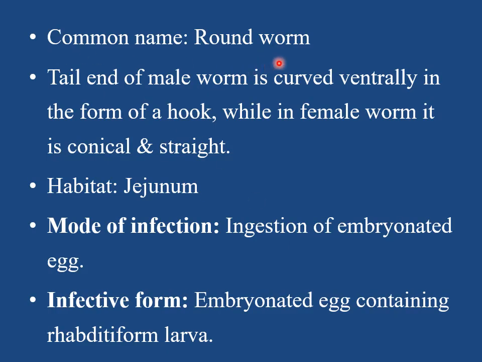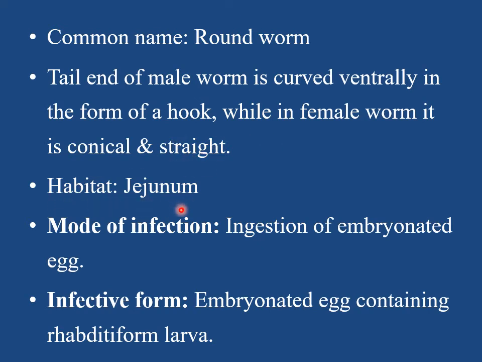So the common name is roundworm. The tail end of the male worm is curved ventrally in the form of a hook, while in the female worm it is conical and straight. So how to differentiate male and female? By looking at the tail end.